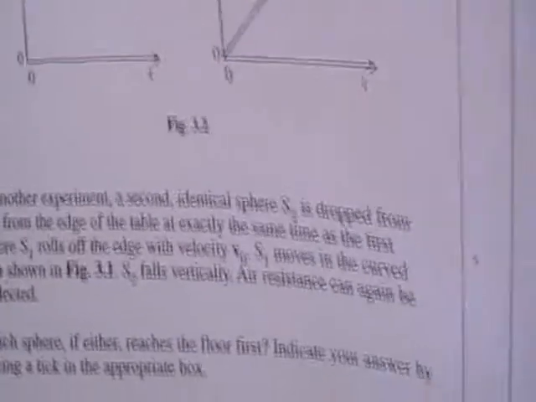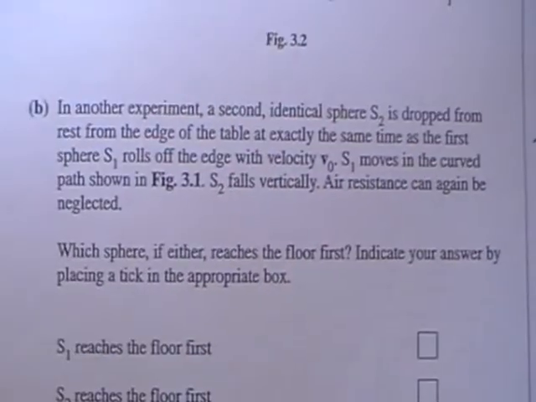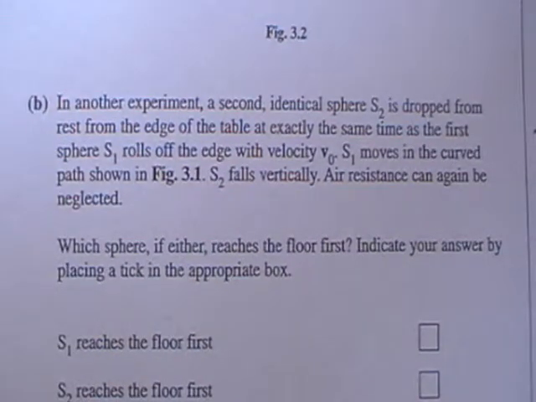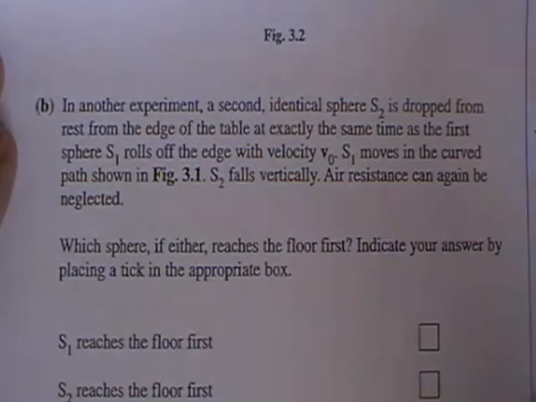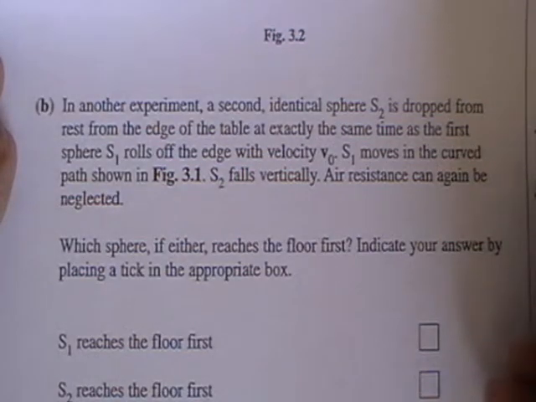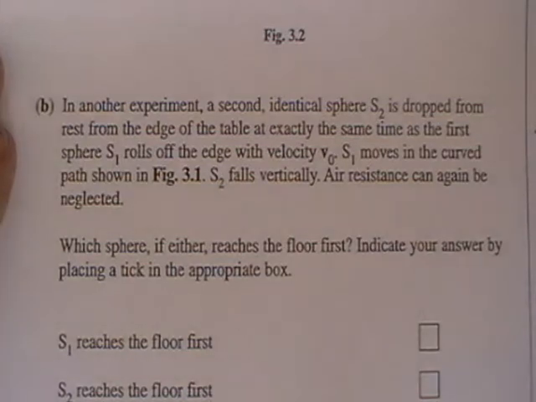In another experiment, a second identical sphere, S2, is dropped from rest from the edge of a table at exactly the same time as the first sphere rolls off the edge with velocity v0. S1 moves in a curved path shown in figure 3.1. S2 falls vertically. Air resistance can again be ignored. Which sphere of either reaches the floor first?